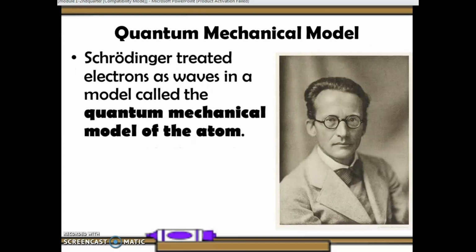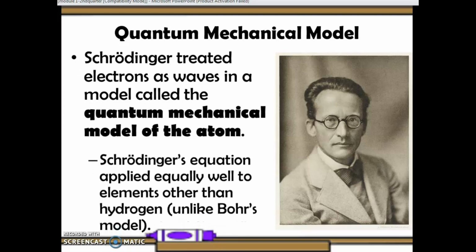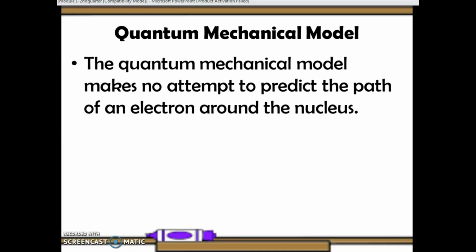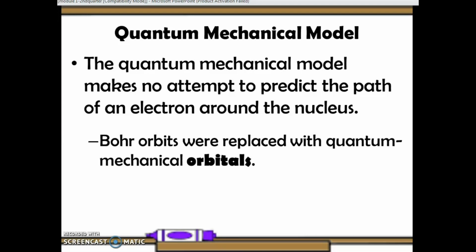Schrödinger treated electrons as waves in a model called the quantum mechanical model of the atom. Schrödinger's equation applied equally well to elements other than hydrogen, unlike Bohr's model. There is a key point about the Bohr model that is no longer accepted in current models of the atom. In the Bohr model, the electrons are still thought to orbit the nucleus, just like a planet orbits the sun. The quantum mechanical model makes no attempt to predict the path of an electron around the nucleus. Bohr orbits were replaced with quantum mechanical orbitals.